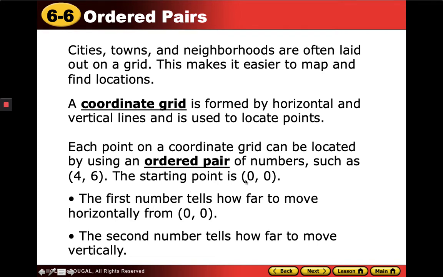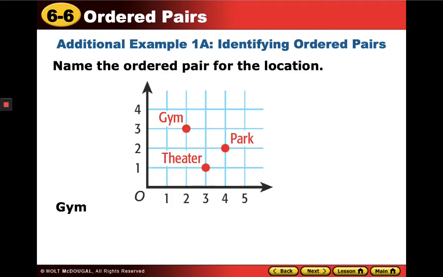The starting point is 0, 0. This 0, 0 point is called the origin. The first number, in this case 4, tells how far to move horizontally from 0, 0. The second number tells how far to move vertically. Let's get to an example. It will make it a lot easier.